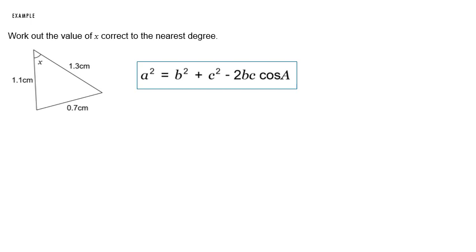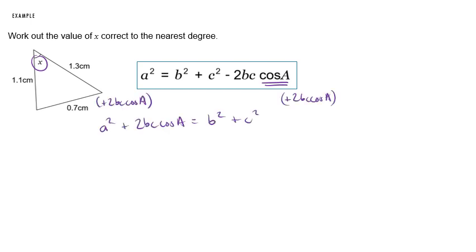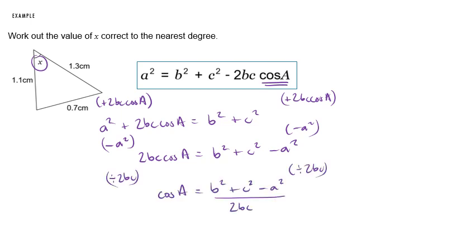Hopefully you're feeling more confident using the cosine rule now to find a missing side. We're now going to look at how to use it to find a missing angle. And to do that, it's really useful to rearrange the rule to make cosine A the subject, and we can do this in 3 straightforward steps. And this is the version we want to use when finding an angle.